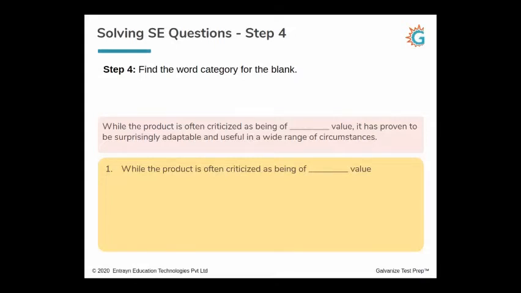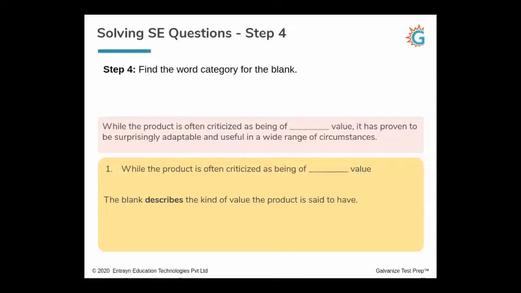Now you're going to figure out what kind of word will go here. You're not going to figure out the word itself. You're just going to figure out what type of word will go there. Think of this: the product is criticized of being of blank value. So the blank describes the kind of value the product is said to have.